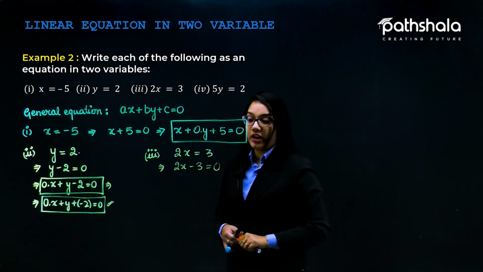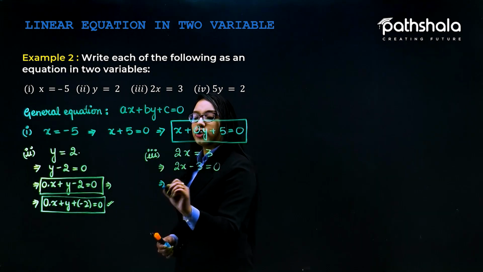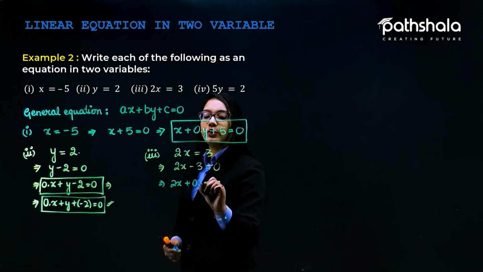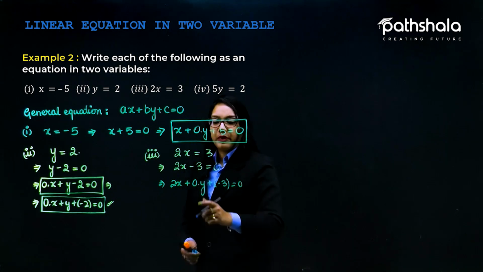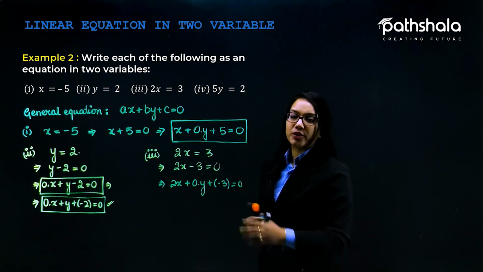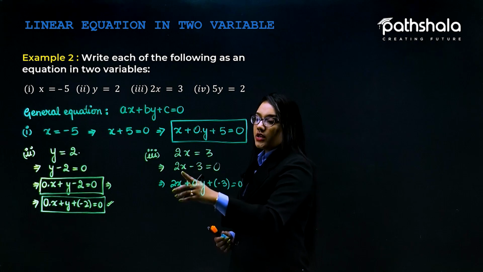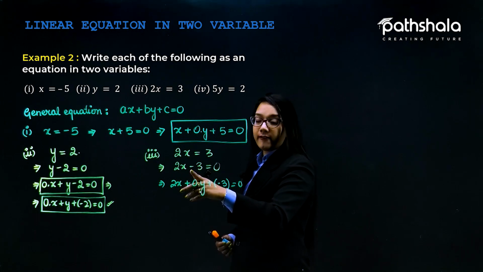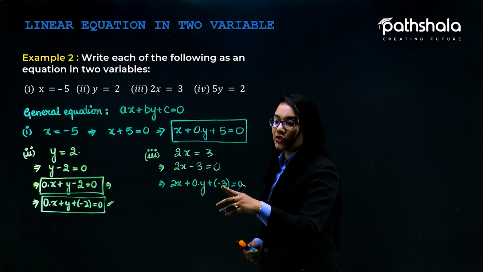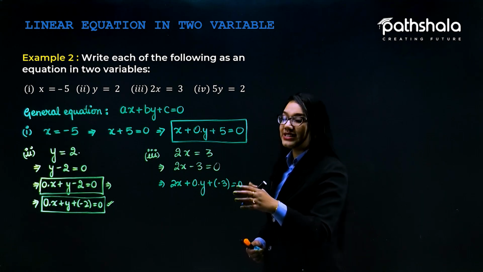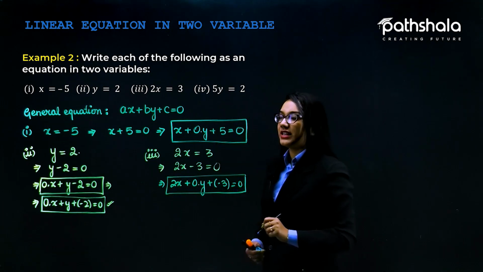Furthermore, as we can see, we do not have a y variable. Again, we can write it as 2x plus 0 into y plus minus 3 is equal to 0, because 0 into y is again 0, and 0 plus 2x is again 2x. So 2x is 2x, we do not have a y variable, so 0 into y. Minus 3 can be written as plus minus 3 is equal to 0. This is the representation of this equation as ax plus by plus c is equal to 0.